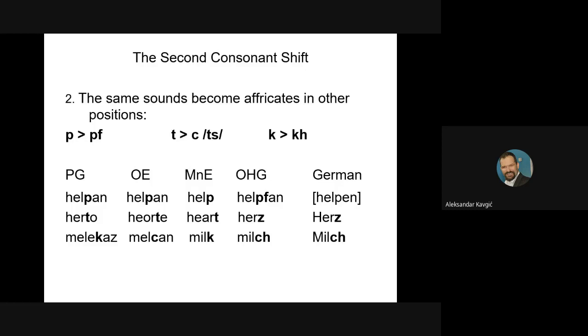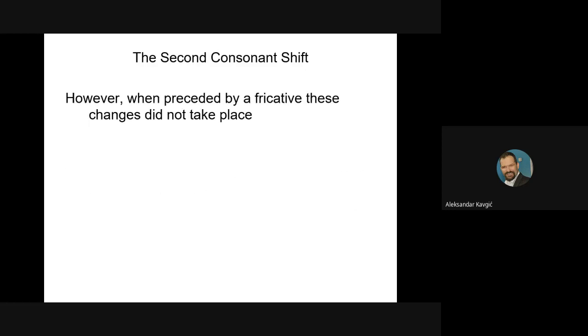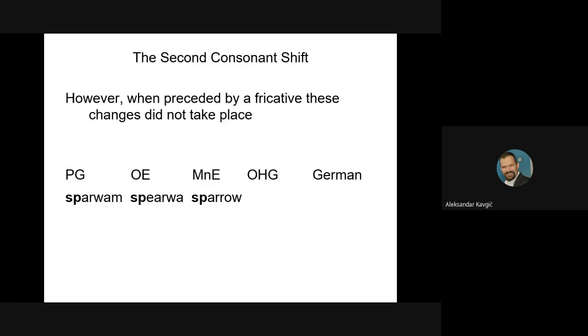there was a third rule there. When these sounds were preceded by a fricative, nothing happened. So in Proto-Germanic you had sparwaz, in Old English spearwa, Modern English sparrow. In Old High German it was sparo, and in German it's Sperling. So nothing happened if preceded by a fricative.